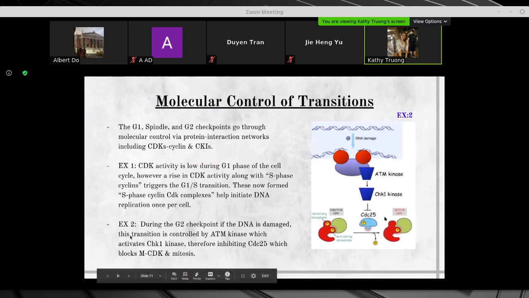Here's another example, example 2. Example 2 can be seen in the photo. At the G2 checkpoint, if DNA is damaged, ATM kinase activates CHK1 kinase, inhibiting CDC25, which blocks the activation of M-CDK, which stalls the whole cell from going into mitosis. And as you can see, it's kind of like a cascade, where everything happens one after another.